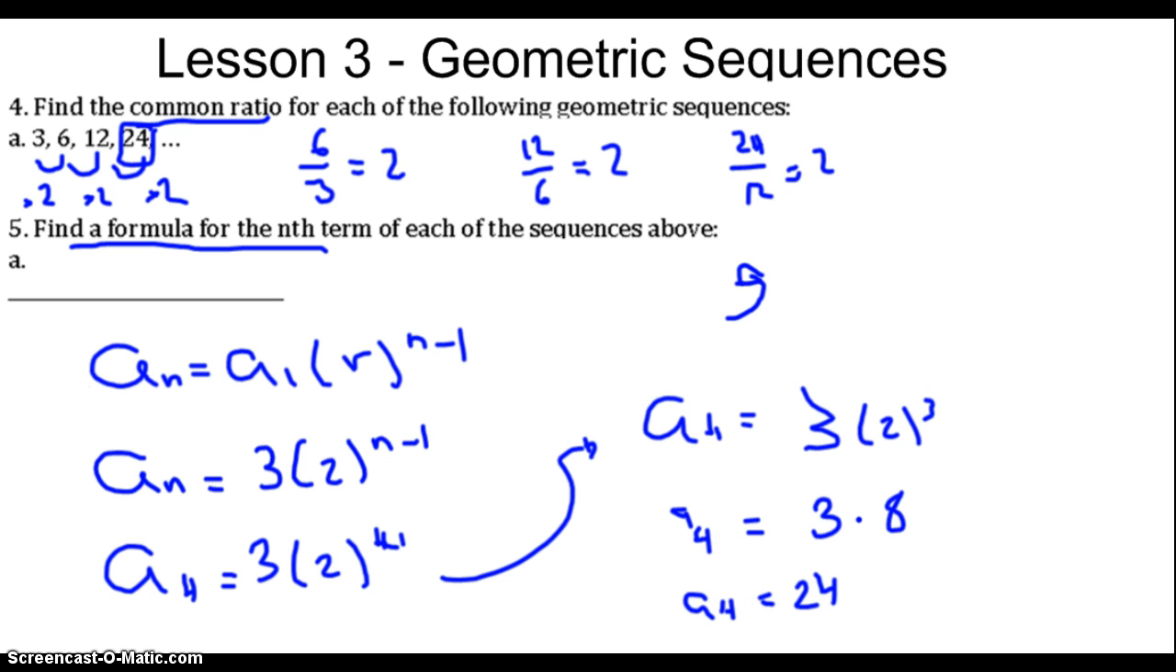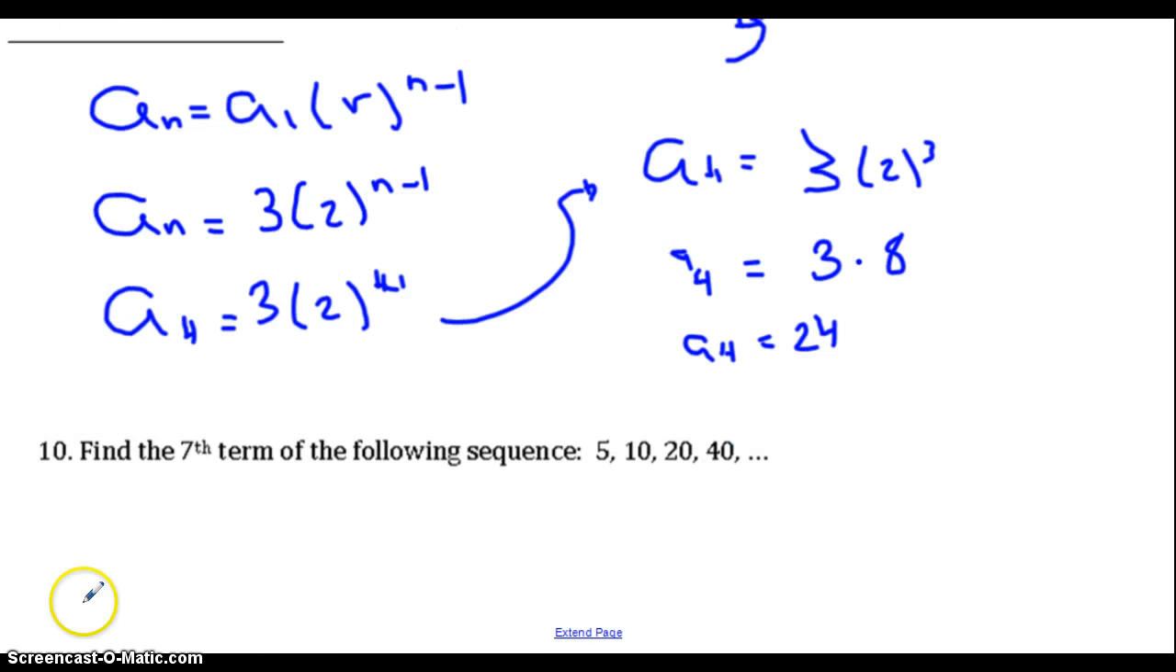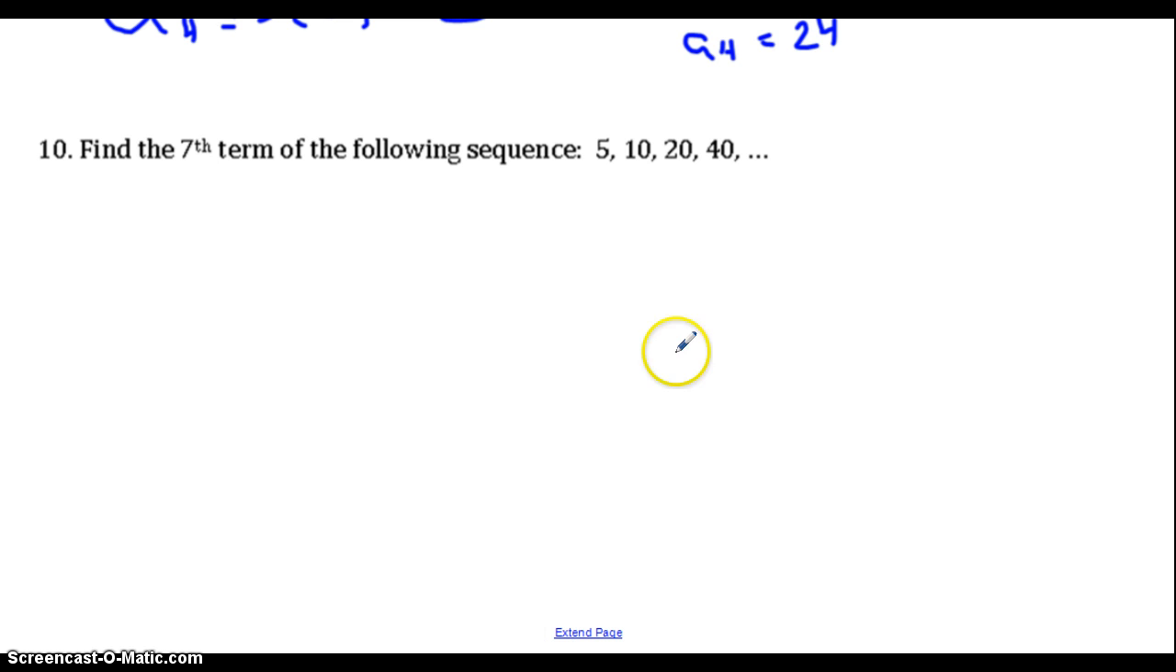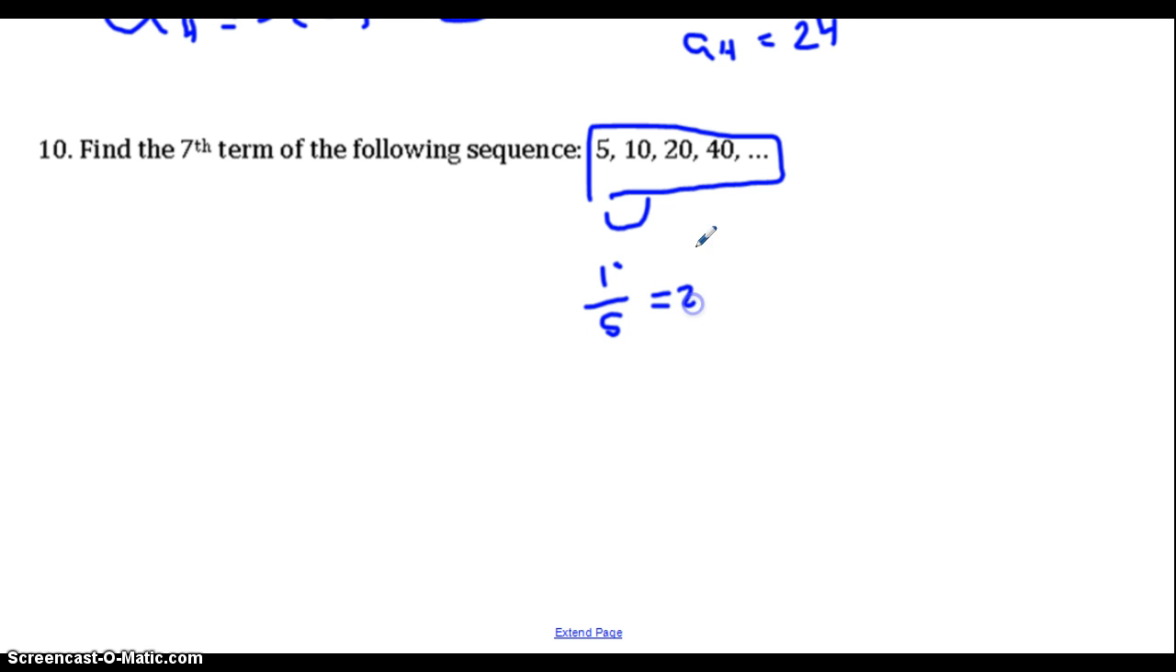So let's go down and check to see if we could do this problem down here. We want to find the seventh term of this sequence. And how do we do that? Well, we just got to find our common ratio, right? Well, let's see. 10 divided by 5 is 2. 20 divided by 10 is 2. And 40 divided by 20 is 2. So we got the common ratio. We know our r is going to be equal to 2.